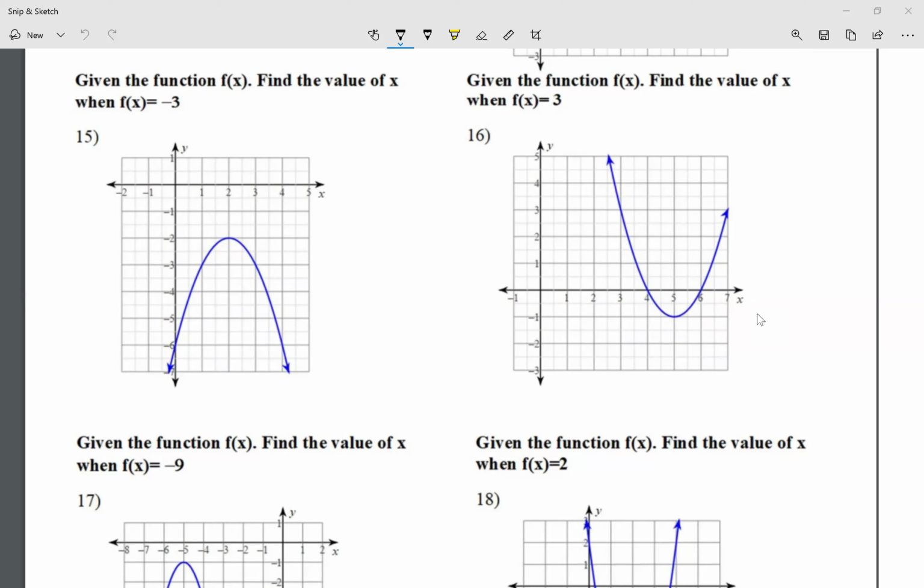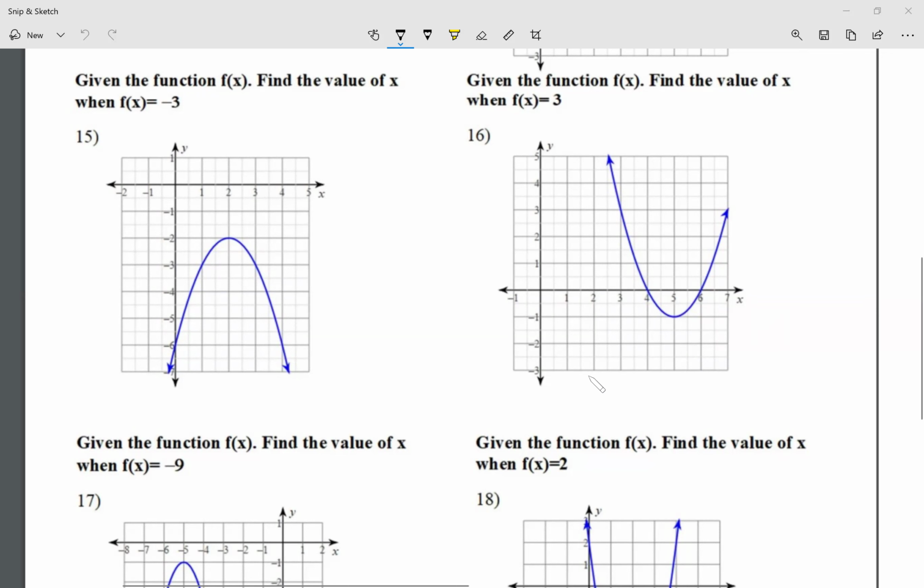Okay, for today, let me work questions 15 through 18. What we're looking at today is we're learning how to read graphs. That's really my thing here. This is what I want us to learn. I want us to learn how to read graphs.